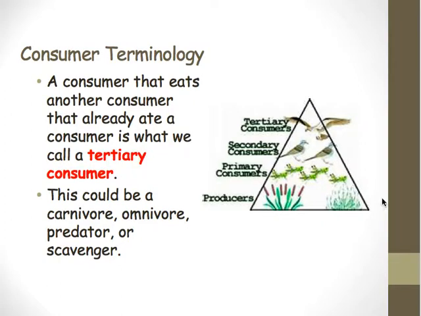So you can see producers are on the bottom. That has the most energy in the pyramid. Primary consumers then eat the producers. Secondary consumers eat those primary consumers. Tertiary consumers are generally at the top, or they're generally the apex predators of an ecosystem.